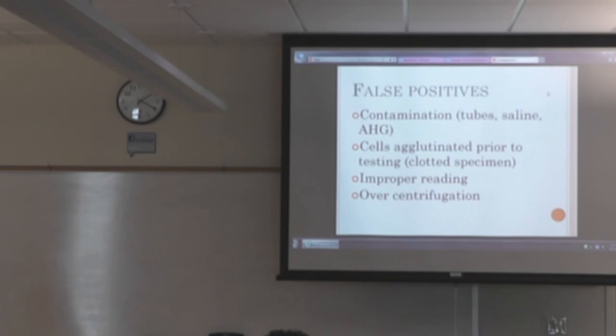Okay, so false positives, you have contamination. You have contamination of your tubes, you have contamination of your saline, of your antihuman globulin. I suppose you could have it of your cells, but that's sort of with the saline of the tubes. If your cells were agglutinated before you ever even started, if you had a clotted specimen, for instance, you could see something that looked like a positive when really and truly it was just the fact that it was a clotted specimen to begin with.